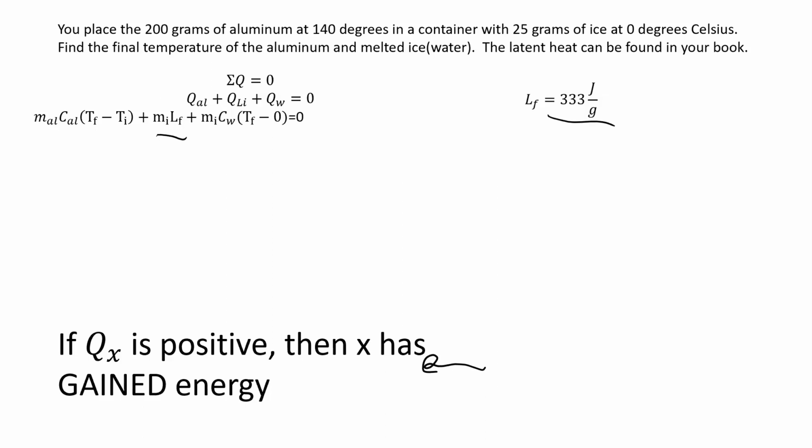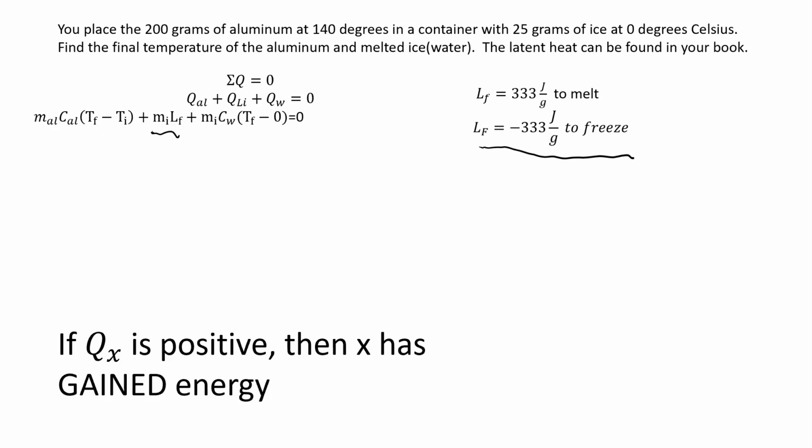I have 333 joules. On the other hand, if ice were to freeze, as the ice freezes, it actually gives off energy. So the way I like to think of it is you always write plus MLF, but to freeze, the latent heat of fusion is negative 333 joules per gram. In other words, it's going to give up energy, lose energy, rather than gain it when it freezes. Okay, so that's the big thing in this problem, and that's how I recommend keeping track of the signs.